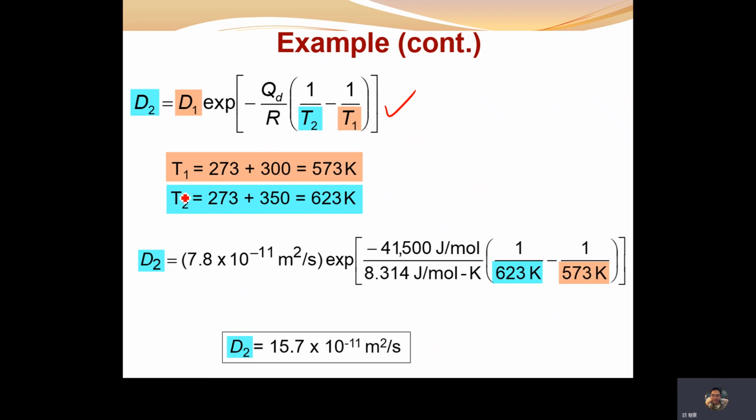And we already know T1 and T2. T1 is 573 Kelvin and T2 is 623 Kelvin. And we already know T1 is here. This is the D1. Therefore we can calculate the diffusion coefficient at T2. And therefore we can figure out the diffusion coefficient at T2 is doubled compared to that at T1.